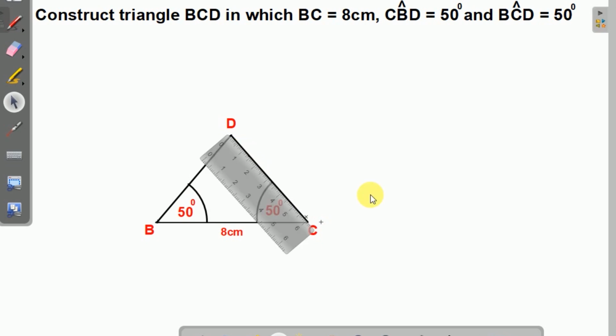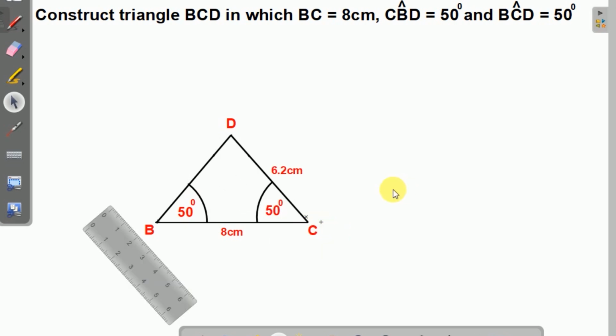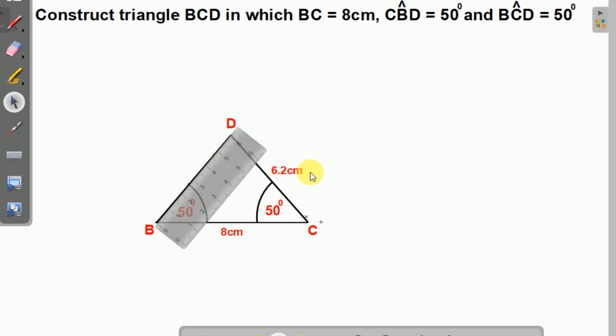So if we measure the length of line CD, as you can see, that's 6.2 centimeters. So the length of line CD is 6.2 centimeters. Let us measure the length of line BD. So if we measure the length of line BD, that's 6.2 centimeters. So as you can see, our triangle BCD is an isosceles triangle, and we said an isosceles triangle has two sides which are equal. So the length of line BD is equal to the length of line CD.